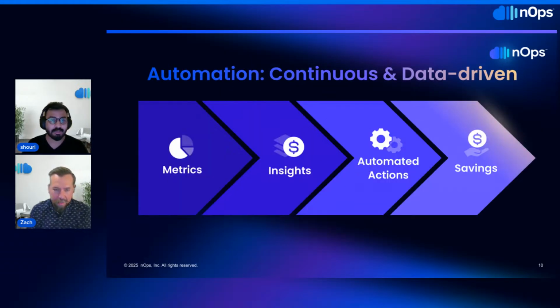And summarizing what Zach has mentioned, looking at metrics, gathering insights, and automating actions and savings are the regular actions we need to take. And this is what automation does. Zach, would you explain more about this, if you don't mind?